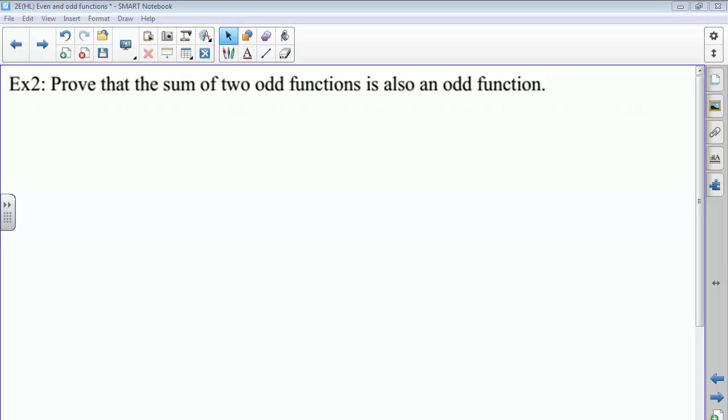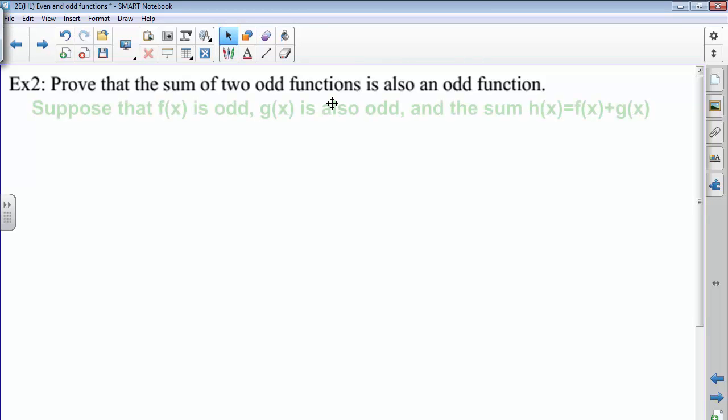Okay, right now let's continue our topic on even and odd functions. Example 2. Prove that the sum of two odd functions is also an odd function. This is a proving. So for a proving, what should we do? It's the same as finding or determining whether the function is even, odd, or neither.